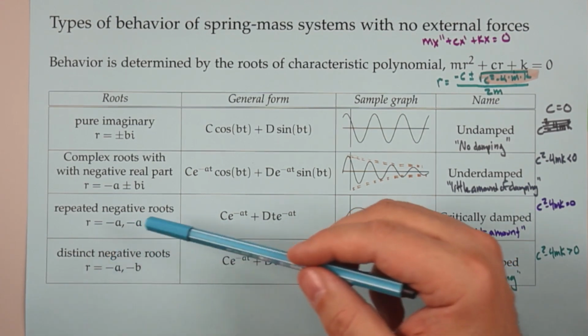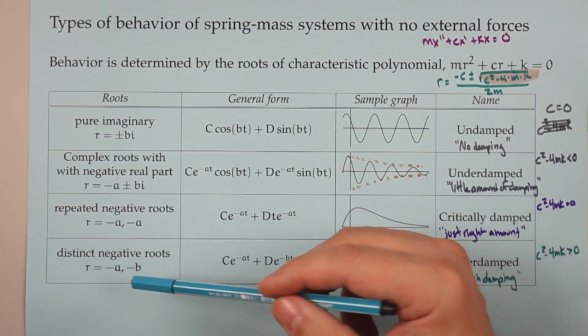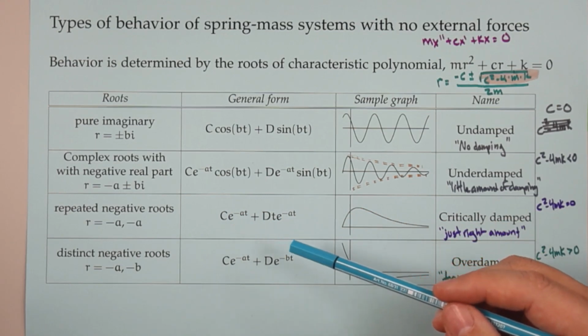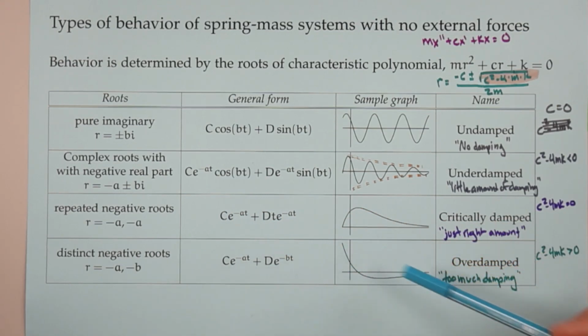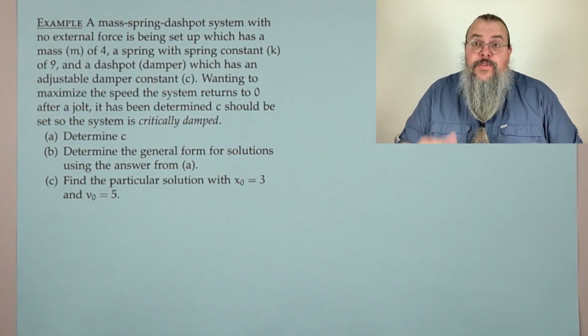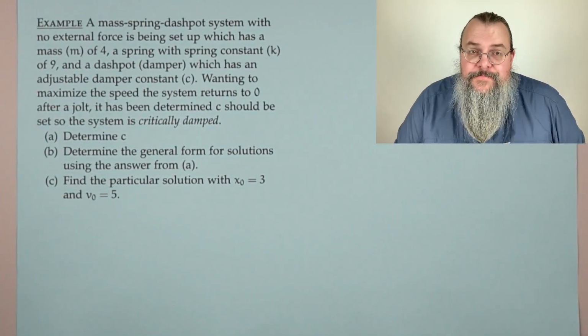Because with over damping, our damper is so powerful that it really takes a lot of time for that spring to overcome the resistance from the damper. So the critically damped, that location where we have repeated negative roots, it really is, in a very accurate sense, the just right amount of damping. So if you were going to design shock absorbers for your car, you'd want it to be in the critically damped state. So let's look at one more problem.